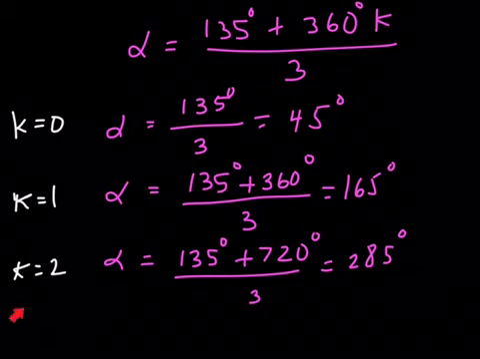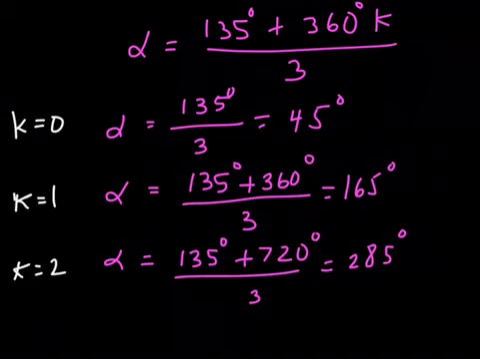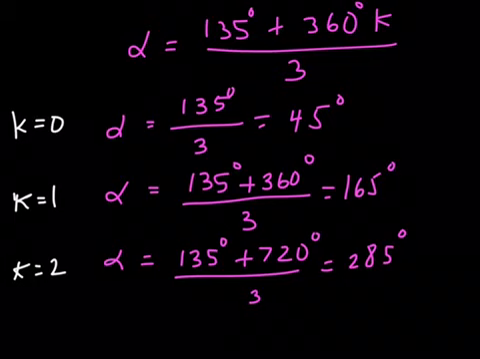Okay, now this is the interesting part. If you go any larger than 2, if you let k be 3, you're going to start getting repeats. You're going to start getting repeating solutions. So we're going to actually stop here. Notice where we're stopping: we're stopping at k equal to 2.